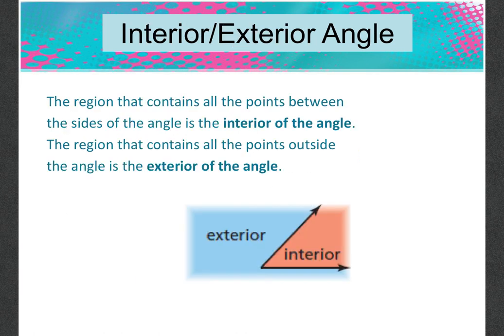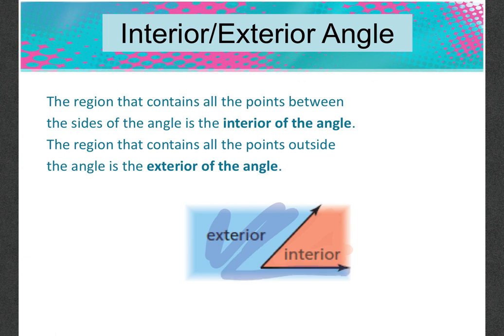Interior versus exterior parts of the angle. The region that contains all the points between the sides is the interior of the angle, and the region that contains the points outside is the exterior. So the obvious part of this is if you look at a diagram like the one that's here, all of this is the interior, all of this is the exterior.